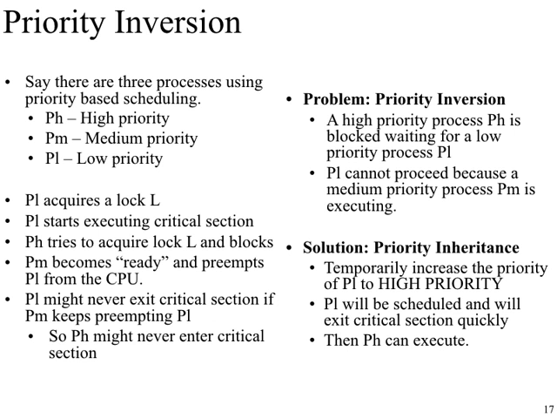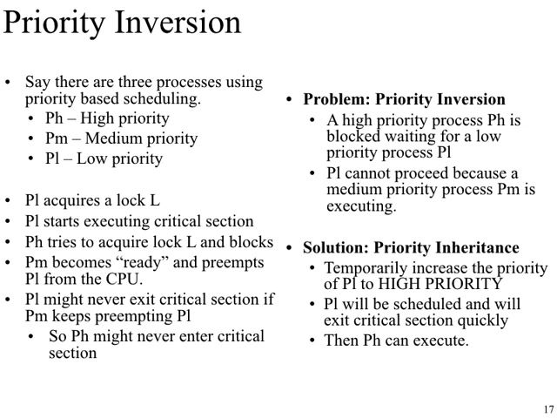A related problem to deadlocks is called priority inversion. Priority inversion happens when a system uses priority-based scheduling. If you recall, priority-based scheduling is when you assign certain priorities to processes, and then the process with the highest priority gets control of the CPU. The lower priority processes have to wait till higher priority processes give up the CPU.